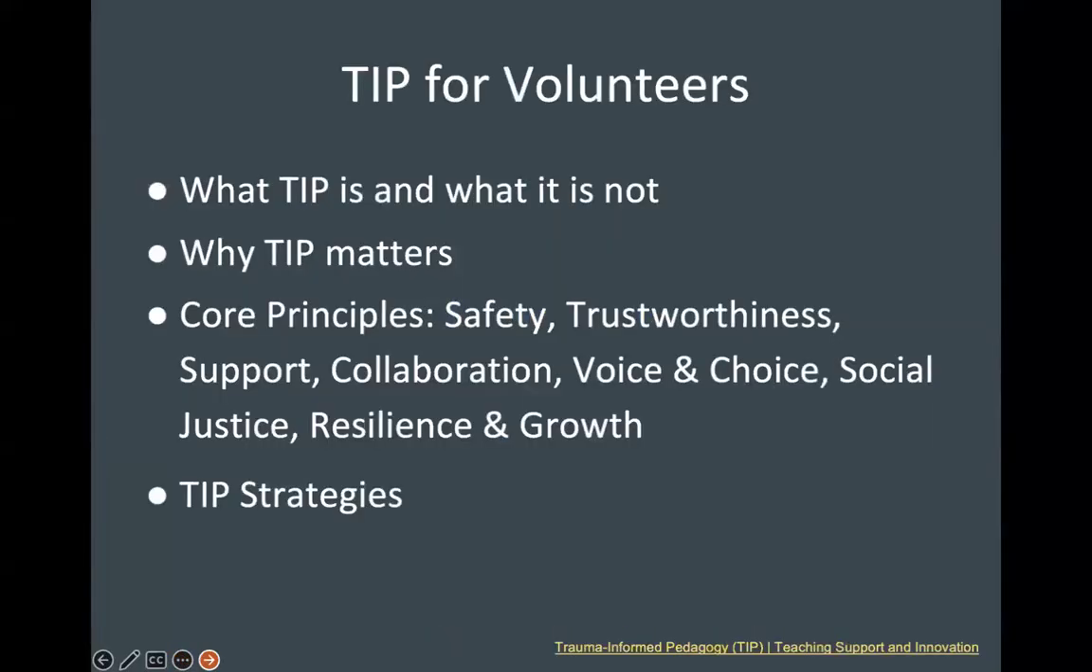So TIP for volunteers, we're going to talk about what TIP is and what it is not, and why it matters. And we're going to introduce some core principles: safety, trustworthiness, support, collaboration, voice and choice, social justice, resilience, and growth. And we're going to share some TIP strategies as well.